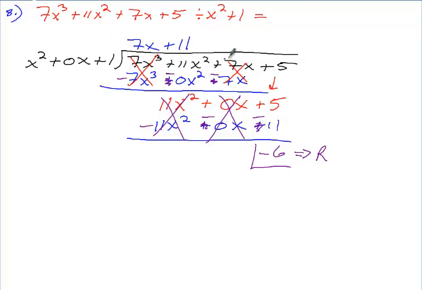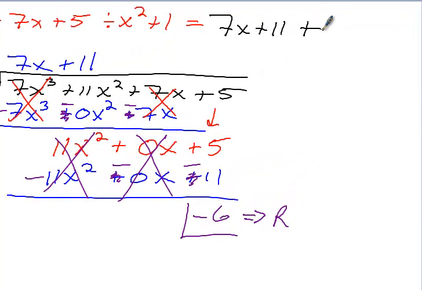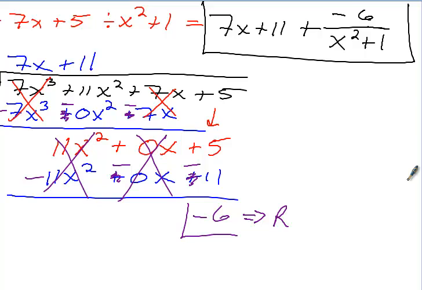What do I have on top? 7x plus 11 plus my remainder, which is negative 6, over the divisor. What am I dividing by? Right. So actually what I'm going to do is use the original divisor, x squared plus 1. Everybody okay with that? Yes, no, maybe? I need to see this marked somewhere on your sheet as your answer. That's what your answers have to look like in this section: the polynomial plus your remainder over the divisor.